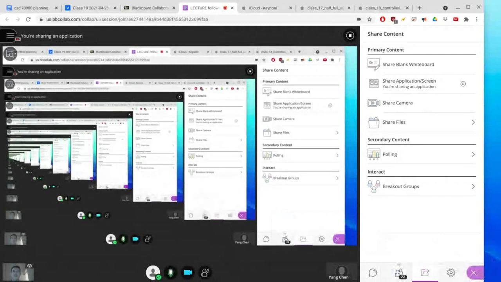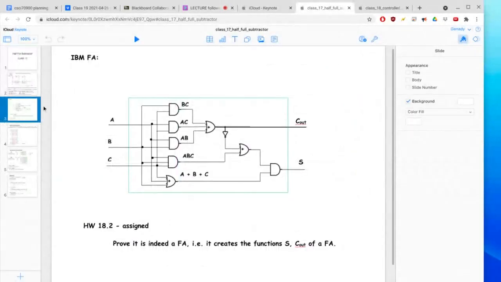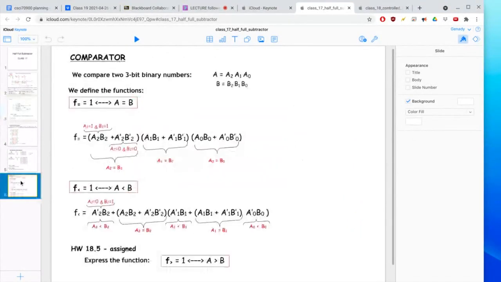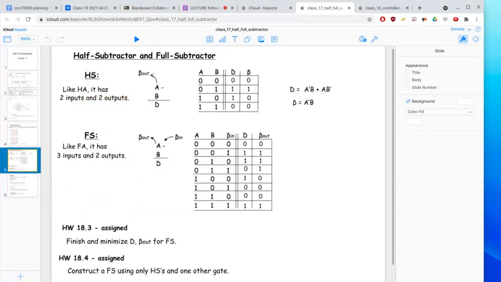Okay, so we're going to go back to comparators. The last thing that we looked at yesterday were the subtractors, the half subtractor and the full subtractor.